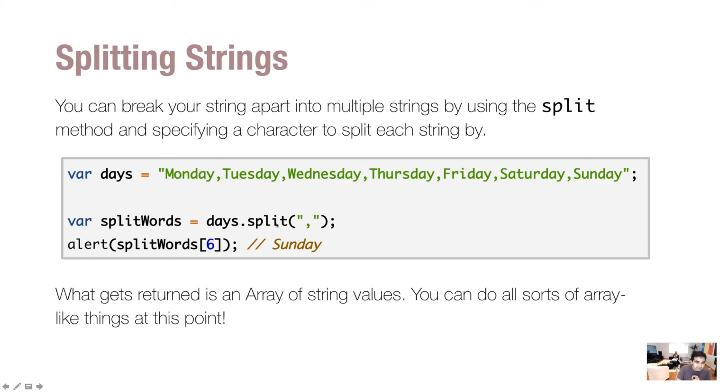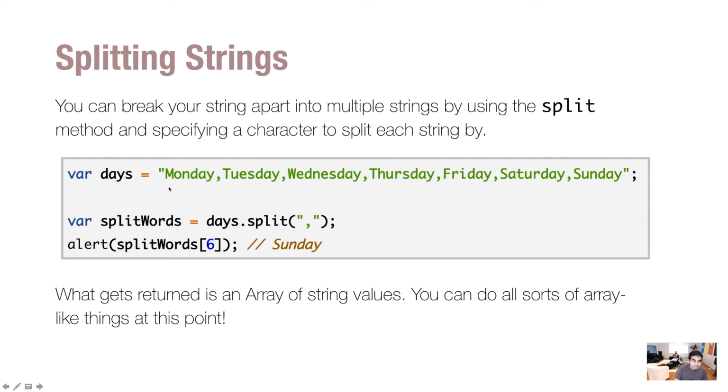Once I do this, what gets returned is an array, another data structure that contains a collection of items inside it. In this case, the items are individual strings: a string for Monday, a string for Tuesday, and a string for every other day of the week. If you've never worked with arrays before, it's going to sound a little bit confusing, and if you have, it's going to be right at home.